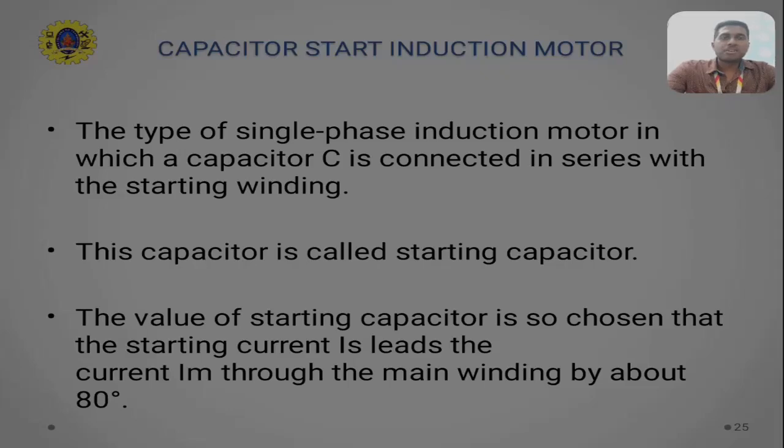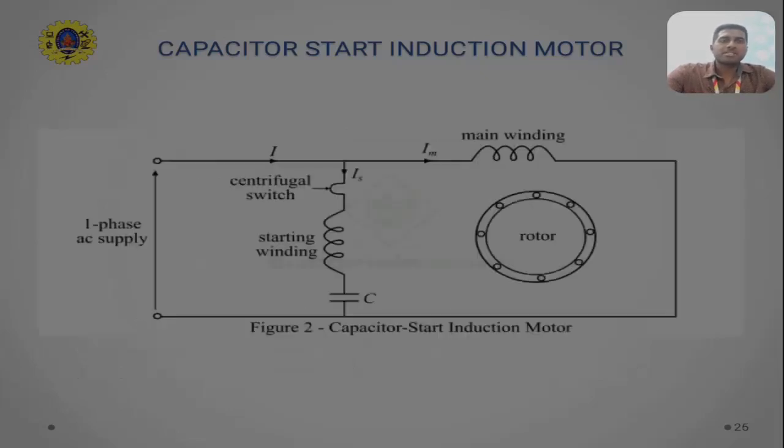Next we are going to see about the capacitor start induction motor. In this type of single phase induction motor, we have a capacitor connected in series with the starting winding. This capacitor is called the starting capacitor. The value of this capacitor is chosen such that the starting current leads the main current by about 80 degrees. So this capacitor is used here to create the phase difference.